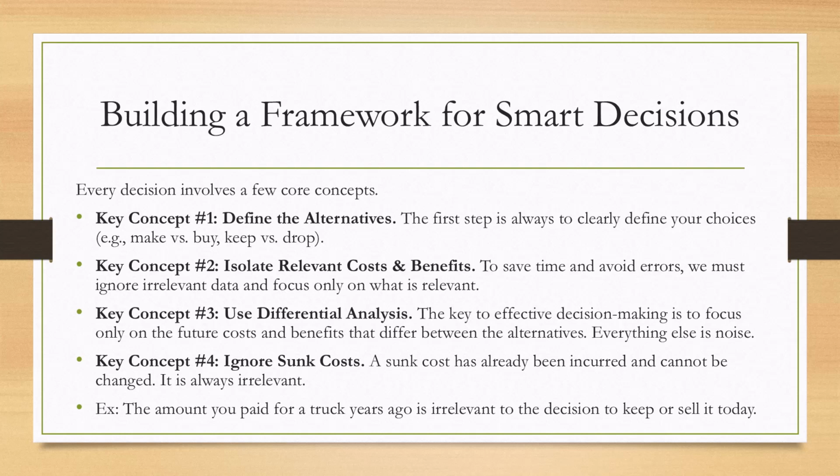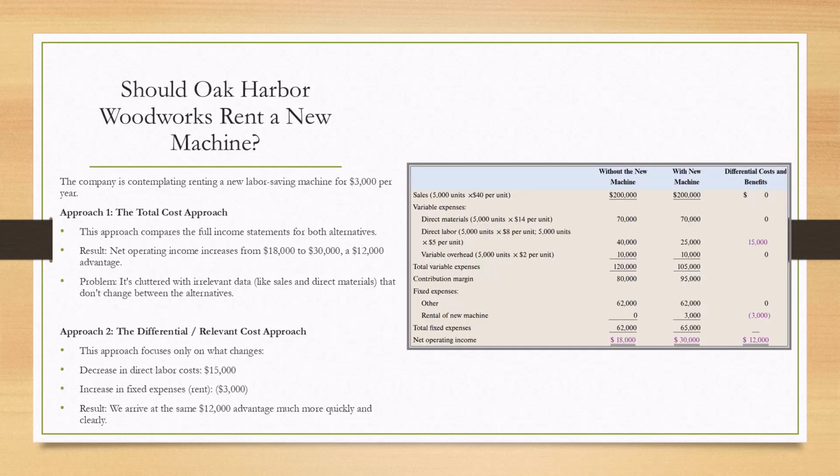And finally, key concept number four is to always ignore sunk costs. A sunk cost is a cost that has already been incurred and cannot be changed, regardless of what you decide to do in the future. It is always irrelevant to your decision. For example, the price you paid for a truck several years ago has no bearing on the decision today to keep or sell that truck. Let's apply these concepts to our first case study.